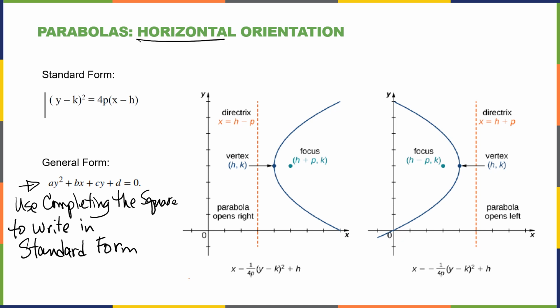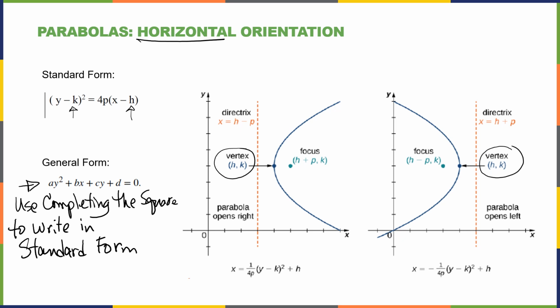In the standard form, you can see that the variable y is the expression that is squared, and the variable x is over on the side with the p. Notice that h is still inside the parentheses with the x, and k is still inside the parentheses with the y. And so your vertex is still h, k in these scenarios.